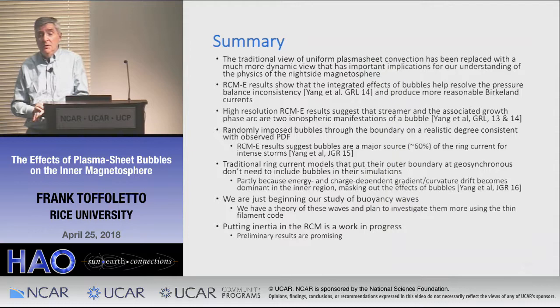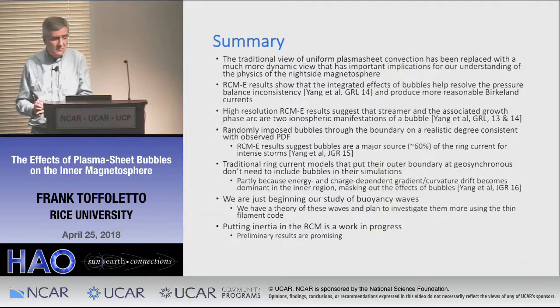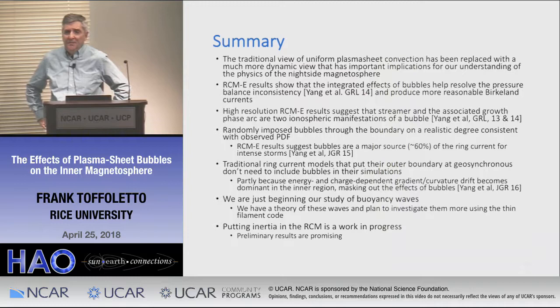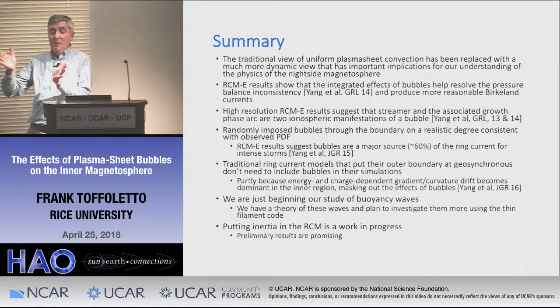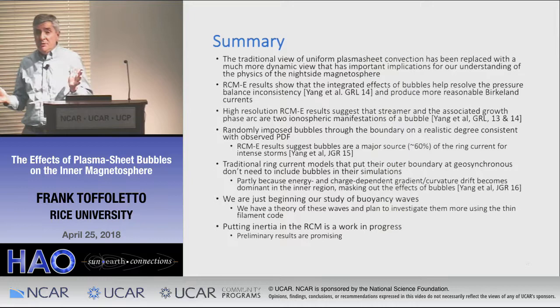Just for the RCM alone, if you have just uniform input at 12 or 15 R, uniform and the background density, what happens? Nothing. Because you have a uniform boundary. That's that first movie I showed you. It was a uniform boundary condition, but we made the potential drop 120 kilovolts. We drove it for 12 hours, pushed it as hard as we could, tried to form a ring current, and nothing happened.